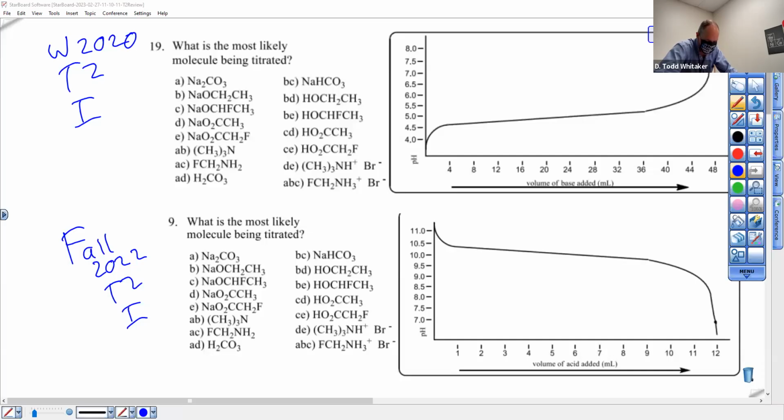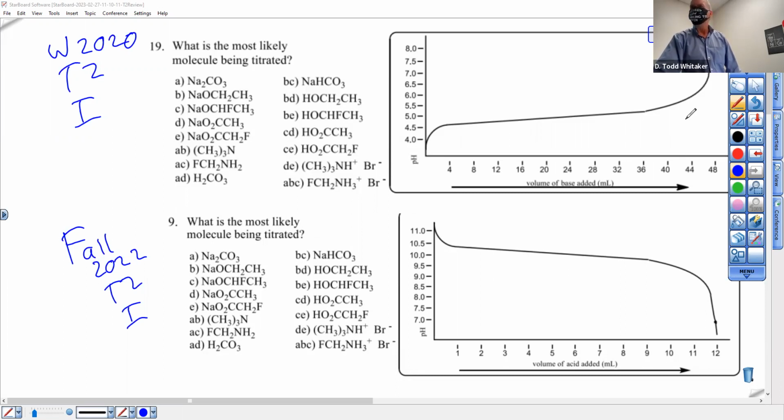Okay, ladies and gentlemen, we are going to do titration curves and cover all possible possibilities, for what you're going to see Wednesday. In one of these, we're titrating an acid with a base, and in the other, we're titrating a base with an acid. How can we figure out which we're talking about here?